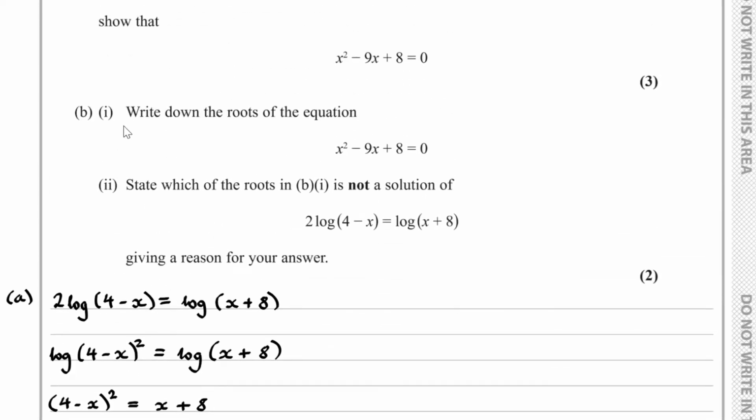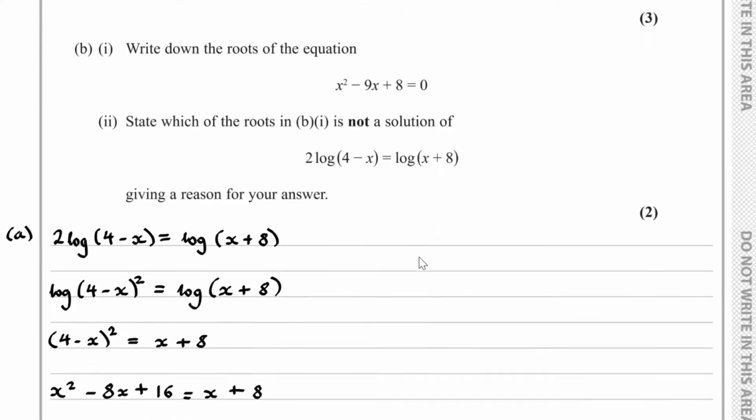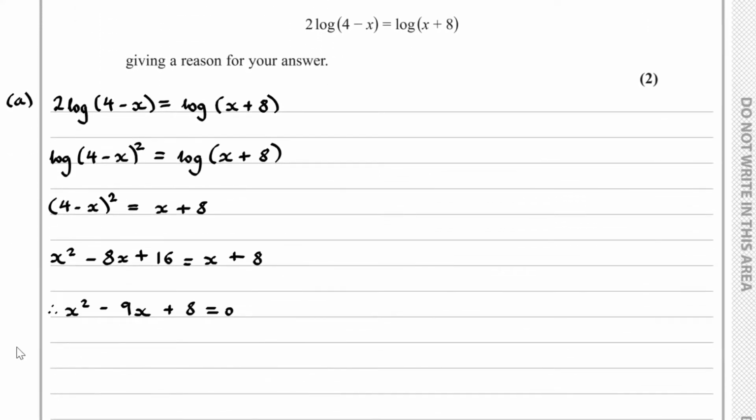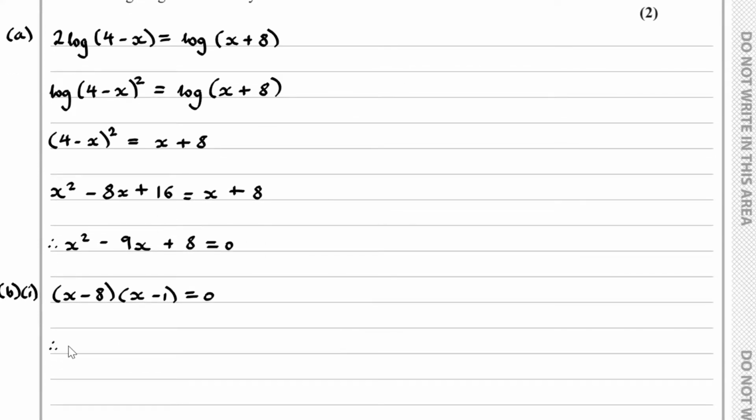For the first part of part B, we have to write down the roots of the equation x squared minus 9x plus 8 equals 0. So for the first part of part B, we have x minus 8 lots of x minus 1 equals 0. That's just factorizing this quadratic, and therefore in conclusion x is equal to 8 or x is equal to 1.